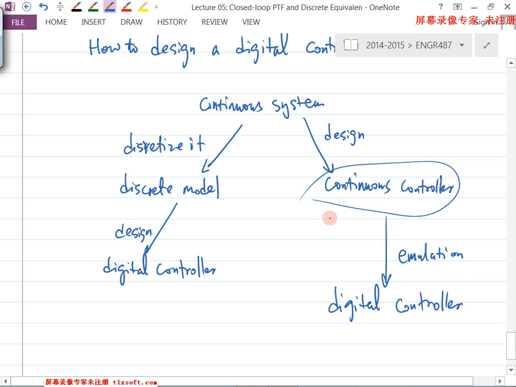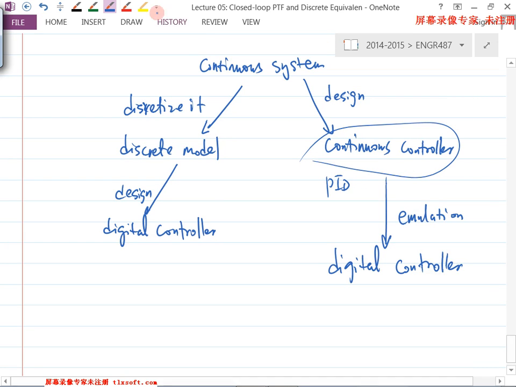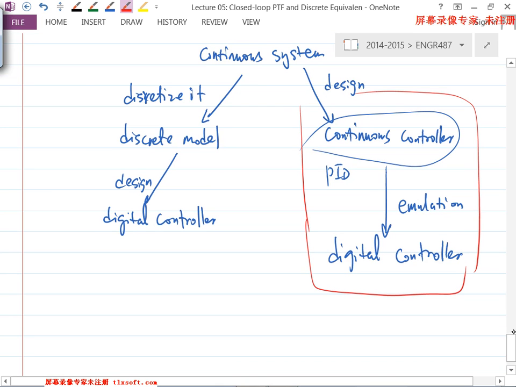So let's say, for example, you already have a PID, designed based on this continuous model, with all the gains. All we need is to come up with a digital controller, this equivalent part. That's the process, emulation, and this is the process we're going to look at later.